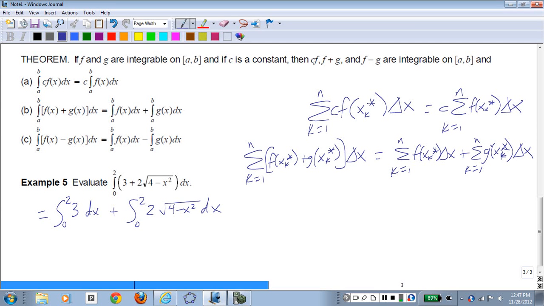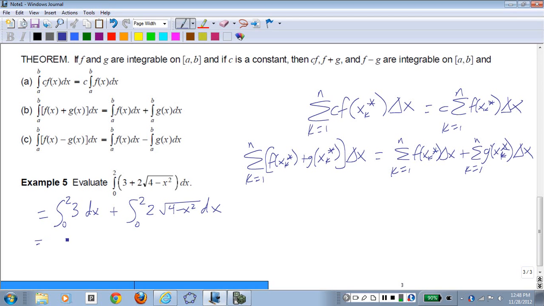Now 3 dx, we can handle that because that's just a horizontal line. And the area bounded by a horizontal line segment and the x-axis is a rectangle. It's easy enough to find the area of a rectangle. We still don't quite have it here because 2 times the square root of 4 minus x squared is not going to be a semicircle. It's going to be a stretched semicircle, basically the top half of an ellipse, which is a much more complicated formula that we don't memorize in high school geometry.